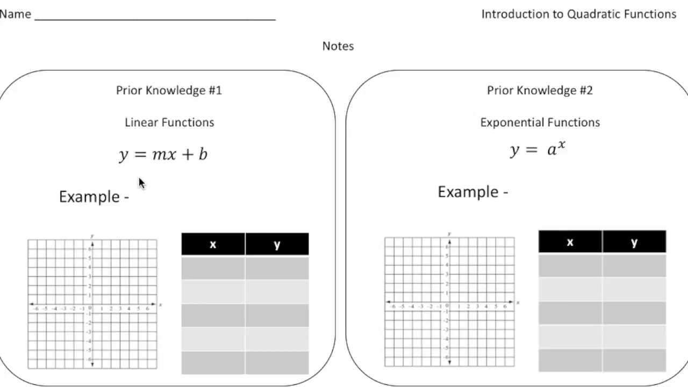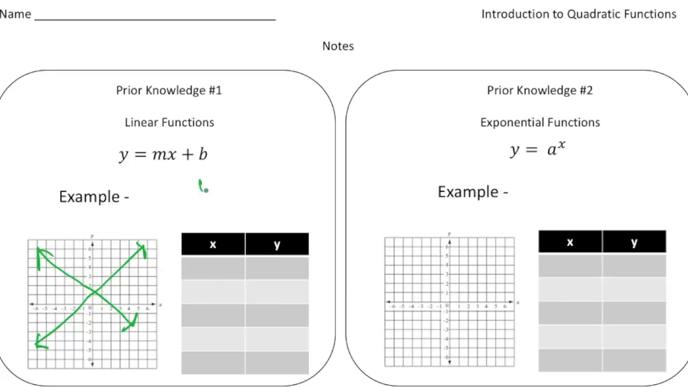So the first was a linear function, and linear functions have the format y equals mx plus b, where again m is the slope and the b is the y-intercept. So say if we're going to graph a linear function, it could have a positive slope going upward, or it could have a negative slope going downward. And again, we could use the slope-intercept format to graph it, or we can simply make an xy table.